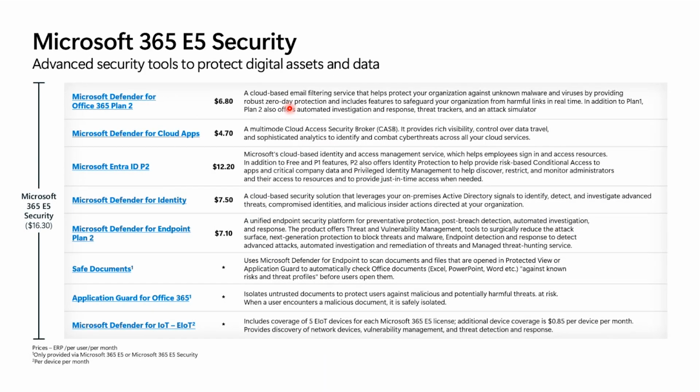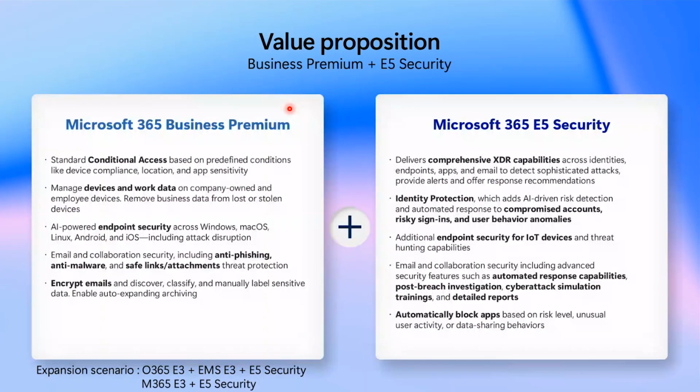Here's a bit more of a list of the different features that now come with Microsoft 365 E5. So that's that value proposition that I was mentioning to you, which is really Business Premium plus E5 security. We already had these base security features, but now we're able to take that a step further with 365 E5 security.